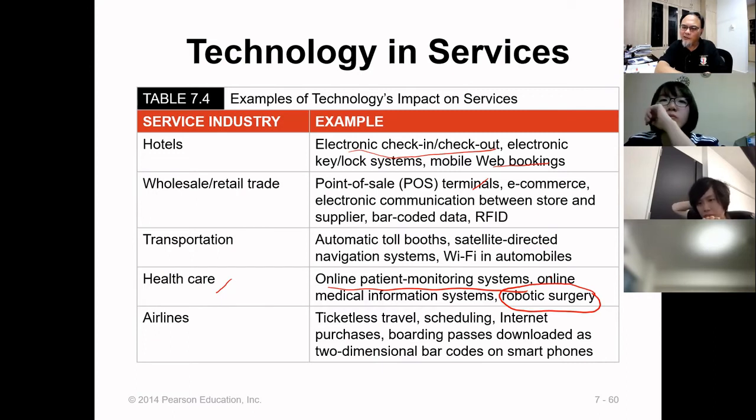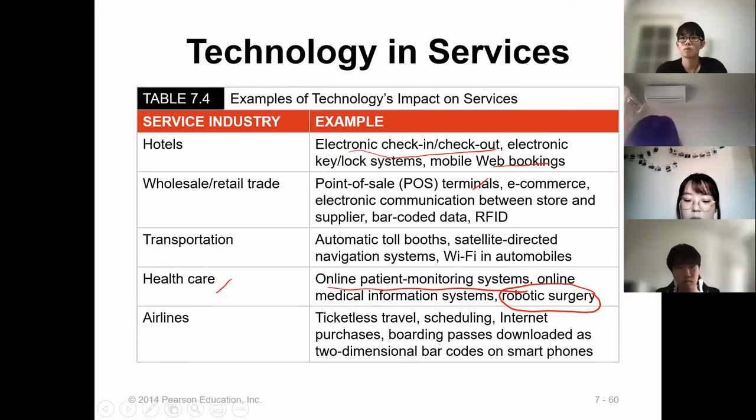Let's ask Yu Hong. Do you want to go for robotic surgery? If you suddenly find that you have a problem, you have to go for robotic surgery. You know robotic surgery? You know surgery? Surgery means to do operations on your body. Do you want to have a doctor in Malaysia doing the cutting and stitching through a camera while you are in China?